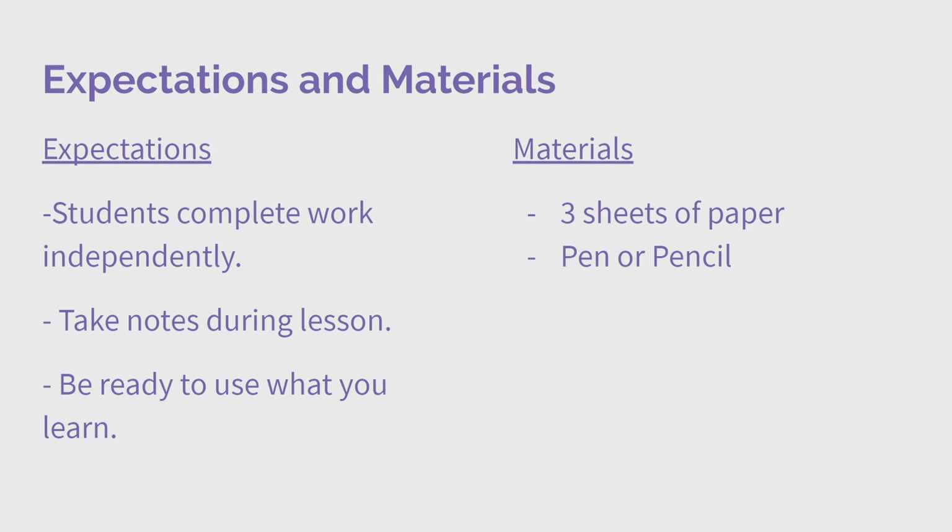My expectations for this lesson: I need you to be able to complete work independently, take notes during the lesson, and be ready to use what you learned. Materials for this lesson, you will need 3 sheets of paper and a pen or pencil. Honestly, anything to write with works for me, as long as you can read it.